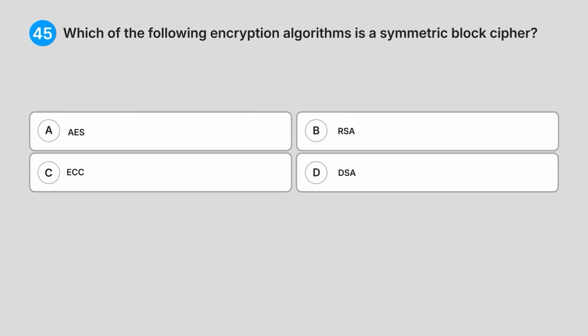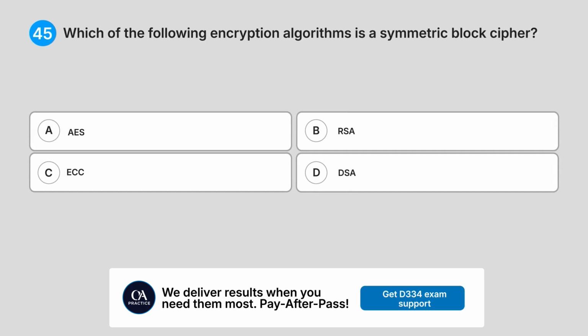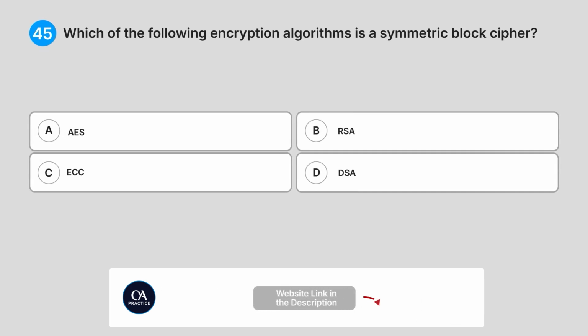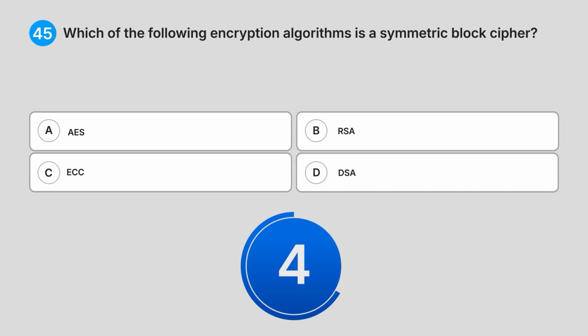45. Which of the following encryption algorithms is a symmetric block cipher? A. AES, B. RSA, C. ECC, D. DSA. Can you guess the answer?